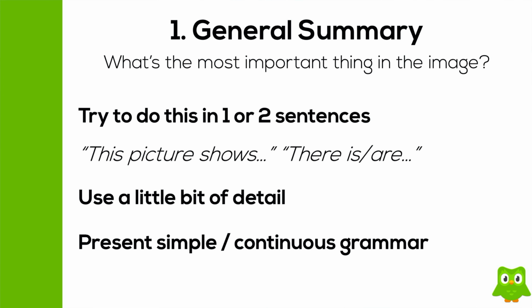You want to start your description with a general summary, usually 1 or 2 sentences. You should ask yourself, what's the most important thing? In your planning stage, you've already answered the question, what's the most important thing? So you should describe and talk about that important thing. You can begin your sentences like this. This picture shows. This image shows. Or in this picture there is. Or in this image there are. You should also include a little bit of detail in your summary. And the grammar you should use is either the present simple or the present continuous.